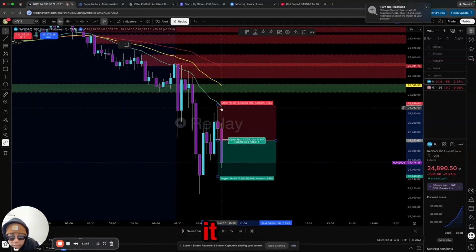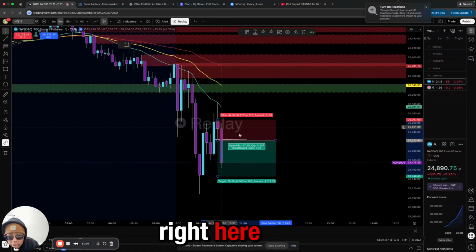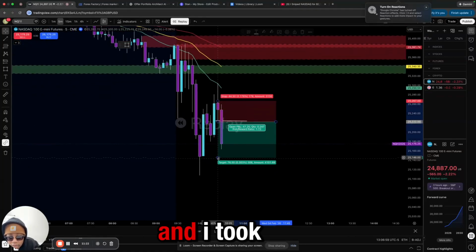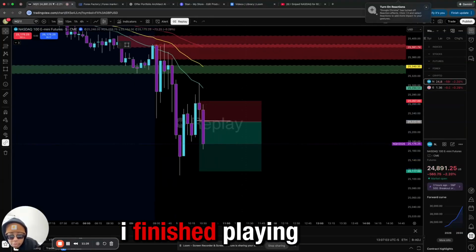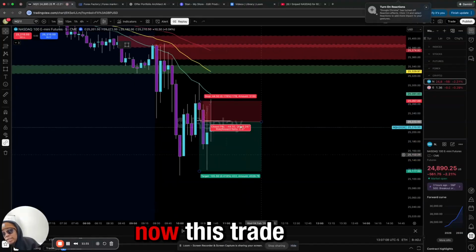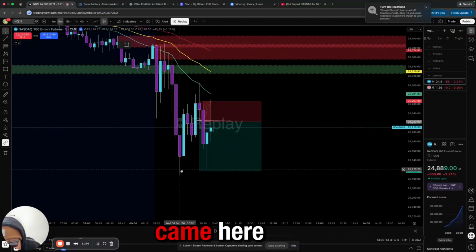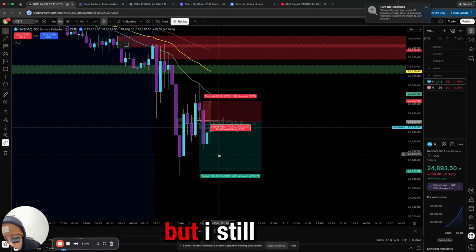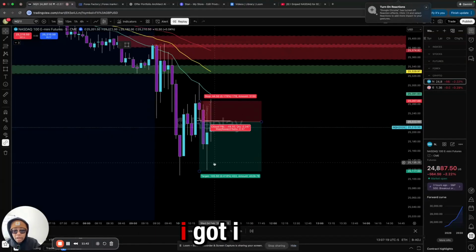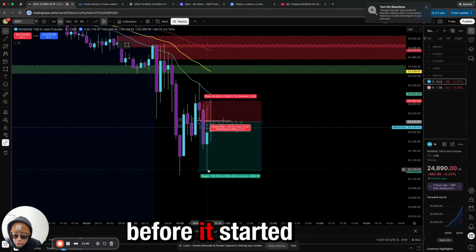So it broke it. My stop loss was going to be at the top of this candle right here. It's going to be at the top. And I took it all the way here. Let's see how it finishes playing out. Now this trade was crazy because soon as price came here, it rejected crazy heavy. But I still made my profits. I closed my trade, and I still made my profits before it started to reverse.